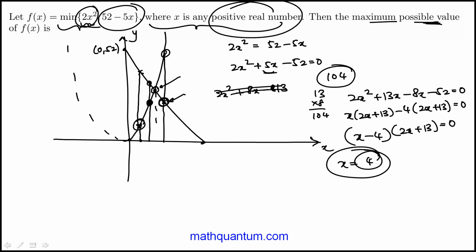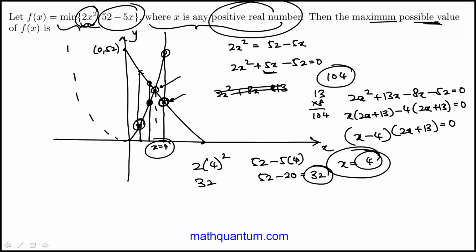So that point of intersection happens at x equal to 4. And what's the value of the function? You can plug it in either one of these. You'll get the same answer. As you'll see, this is 32, and 52 minus 20 also gives you 32. And that is the maximum possible value of f of x. In all of the cases, it's going to be below that value. So the answer is 32.